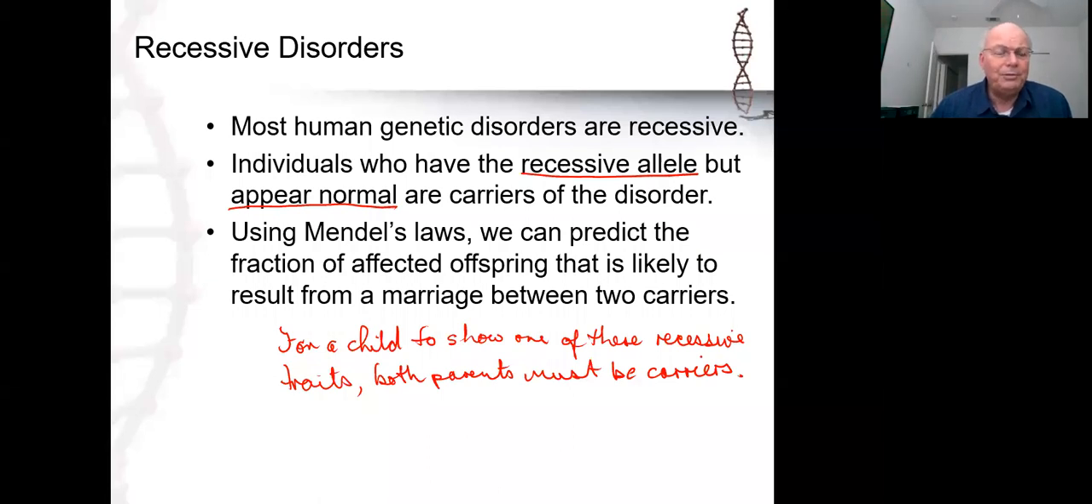And therefore, there is the possibility of producing a child with the condition. But also, if you do the Punnett square, you'll see that these parents also have a very high chance of producing children who are themselves carriers for the allele. So it propagates the allele in the population by increasing the likelihood of individuals who are heterozygous. So this is the nature of the inheritance pattern for these conditions.